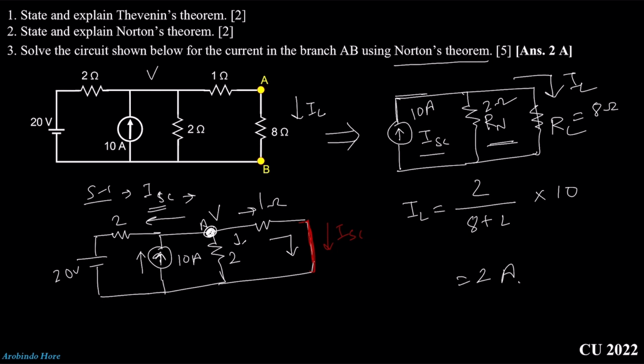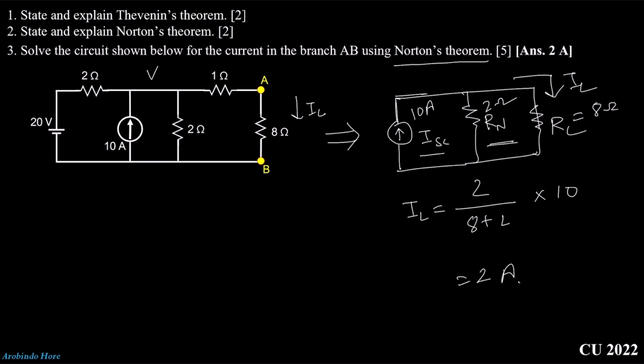Just apply the KCL, as KCL is the simplest network theorem to verify any solution. So let's apply KCL at this point. If we get this value of IL as 2 ampere, then it's verified. Right? So let's apply KCL at this point.